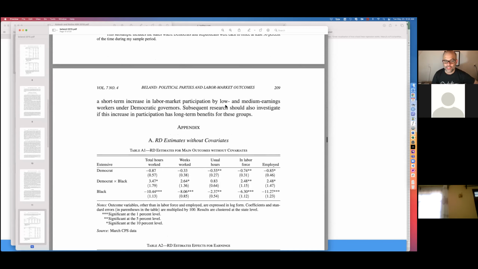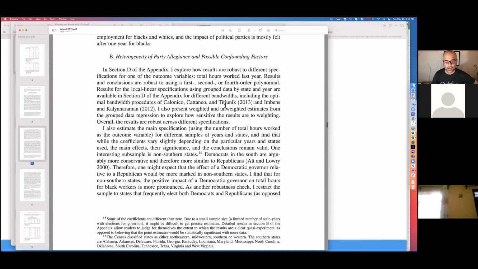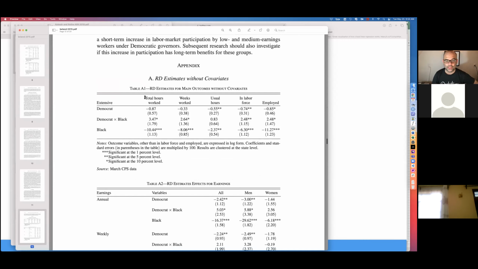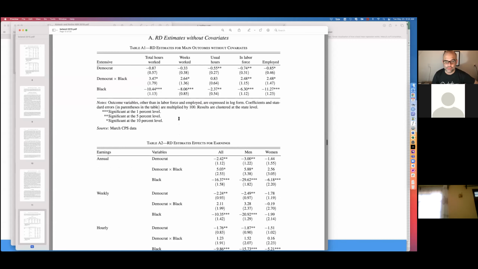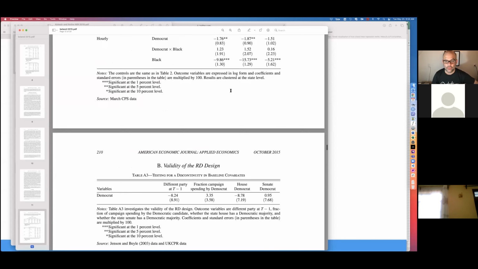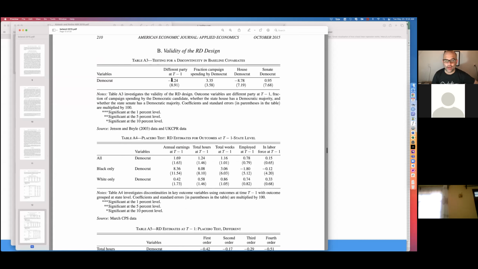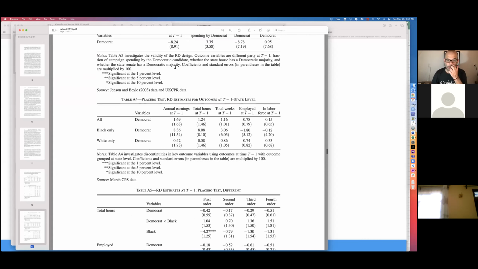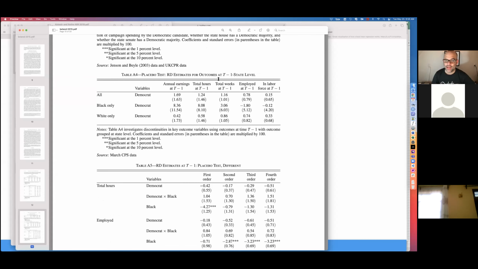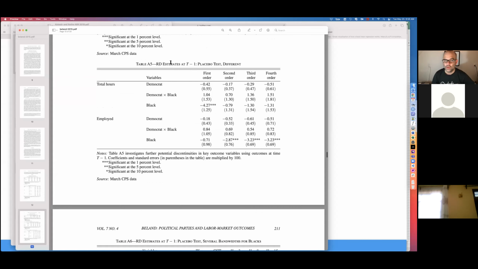A lot of this they end up putting in the appendix, they said. So let's see what we get. Appendix. RD without covariates. RD for earnings. Now we're going to be looking at discontinuity in baseline covariates. All right, so here's our balance stuff. RD estimates for outcome at a different period in time. All right, so more placebos. RD estimates at a T-1 placebo test. This is that Lee and Lemieux. They're redoing it at different points in time, showing results then.